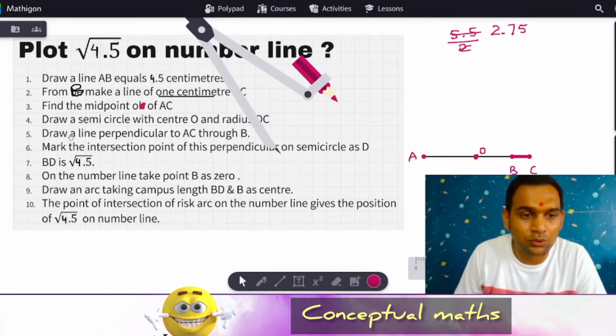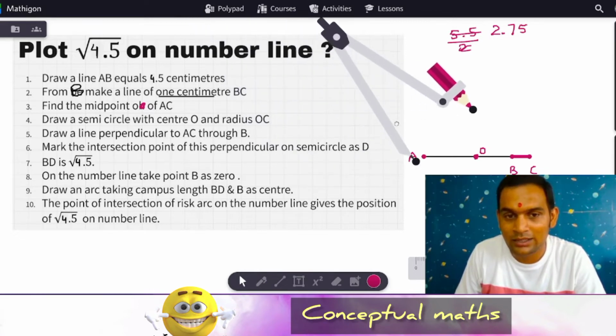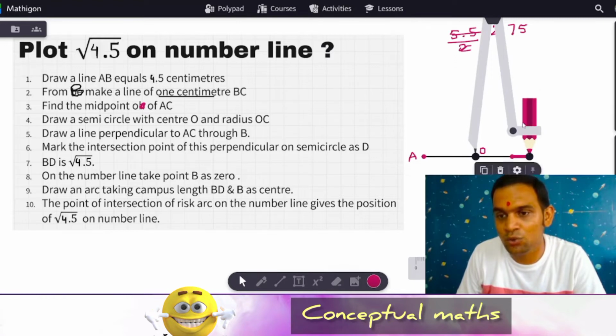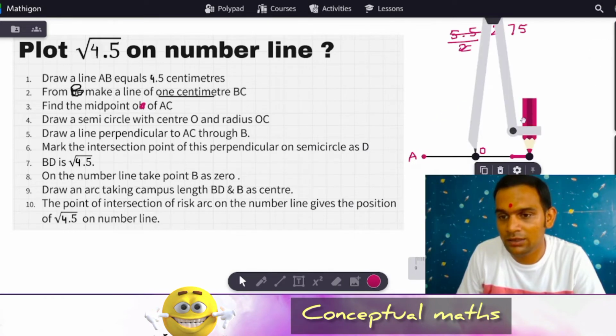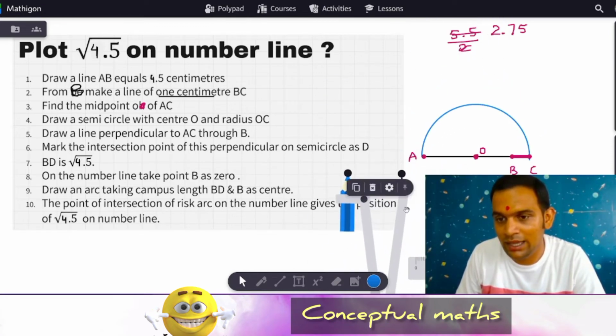Now what we have to do, focus. Draw a semicircle with center O and radius OC. Now we will take back the compass. The center is O, and we are taking the radius as OC, and then we will draw a semicircle. Okay, I'll change the color of this so that it becomes much clearer. So what we are doing, we are drawing a semicircle. As you can see, it is exactly meeting at A, right?